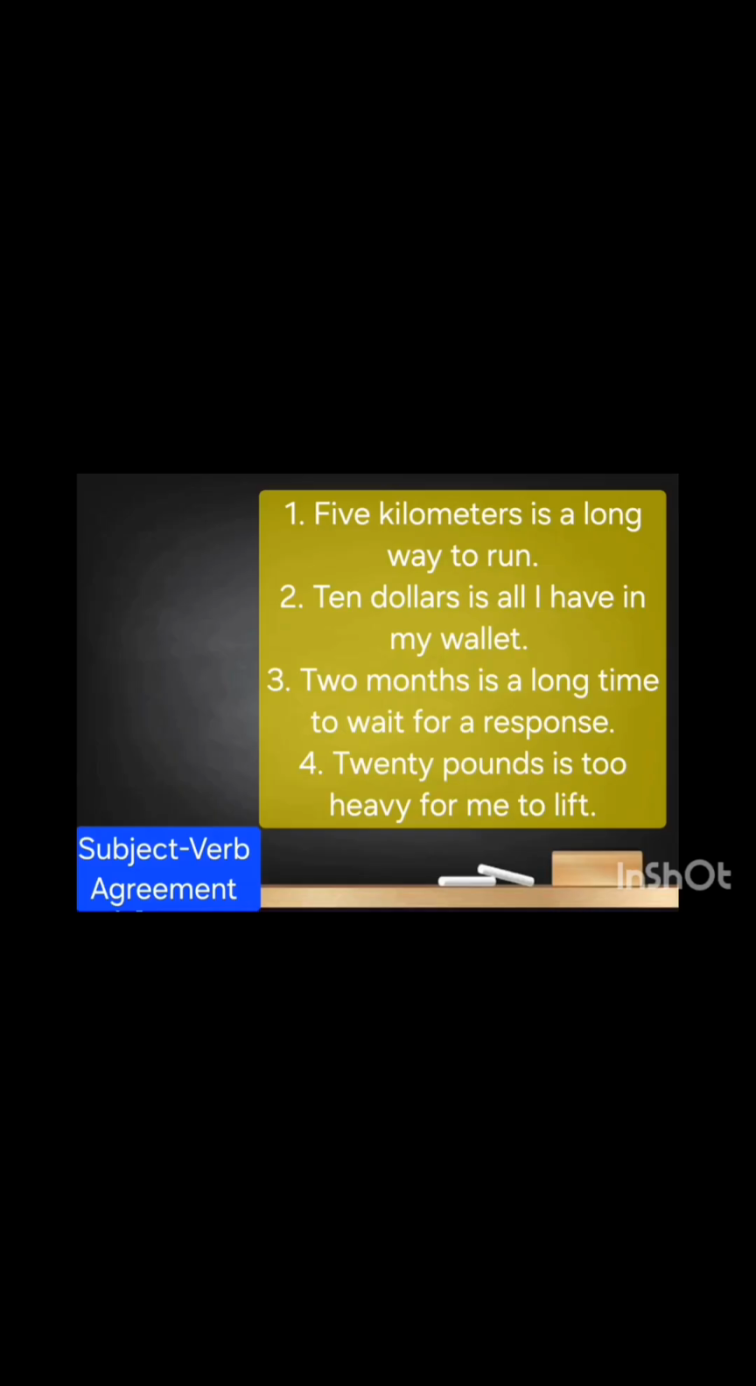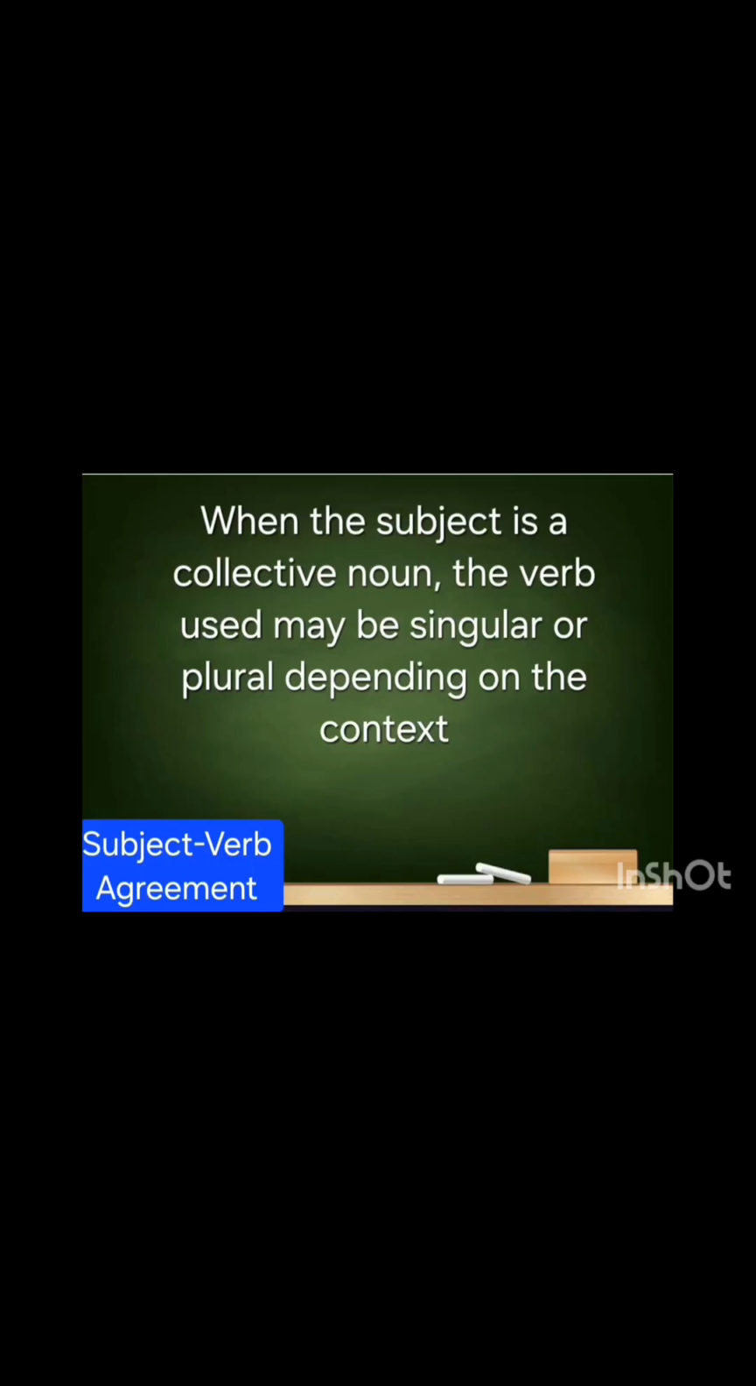5 kilometers is a long way to run. It's not "are" but "is". $10 is. "$10 are" is incorrect. $10 is all that I have in my wallet. 2 months is a long time to wait for a response. 20 pounds is too heavy for me to lift. So in all the sentences you see that we are using a singular verb and not a plural verb. So if it's distance, time and money, we will have to use a singular verb.